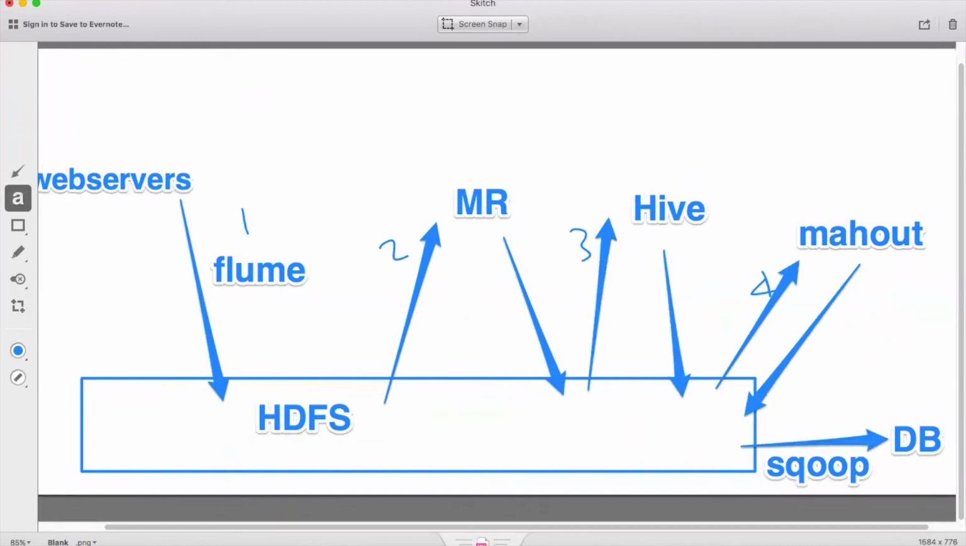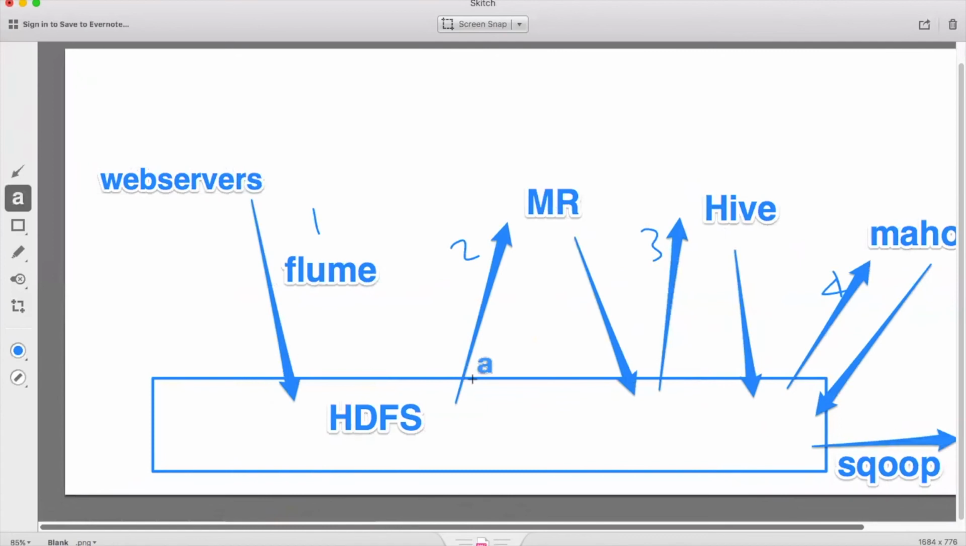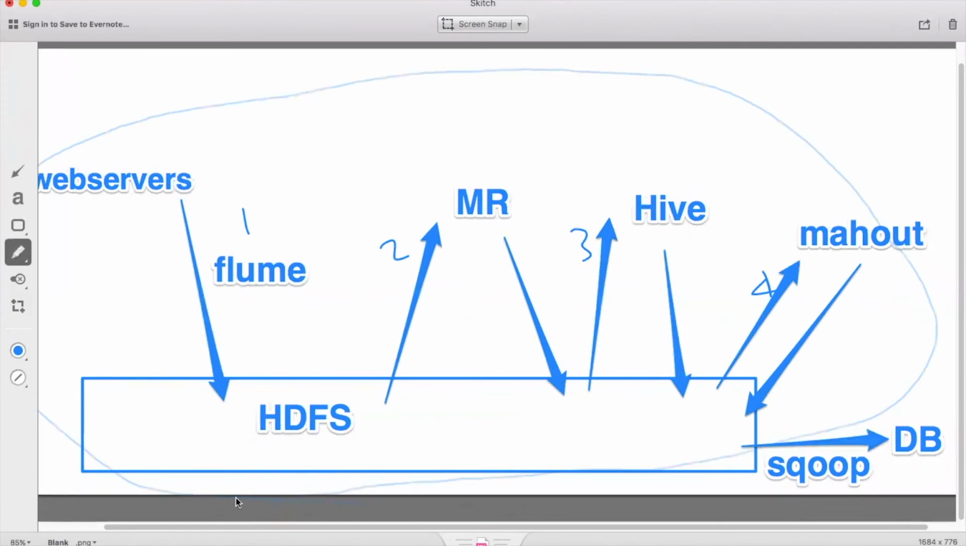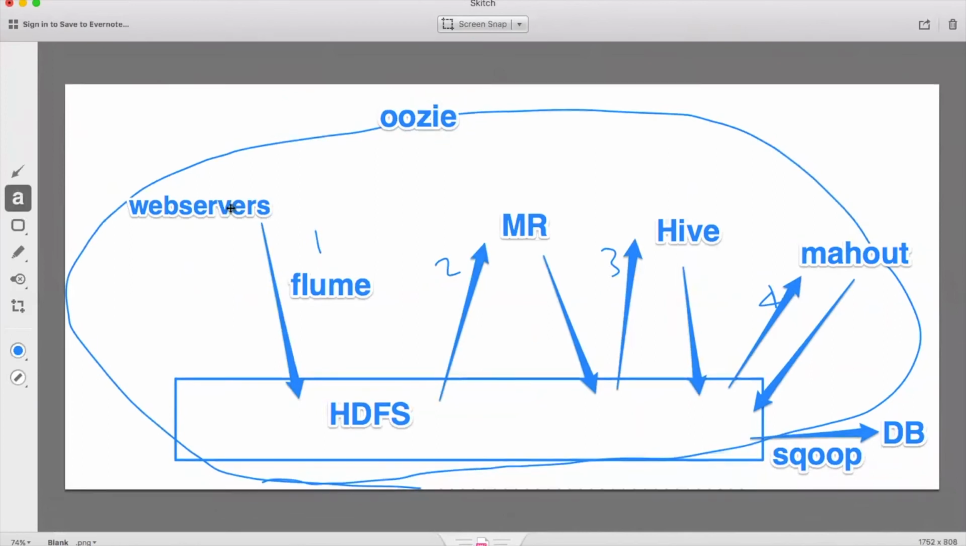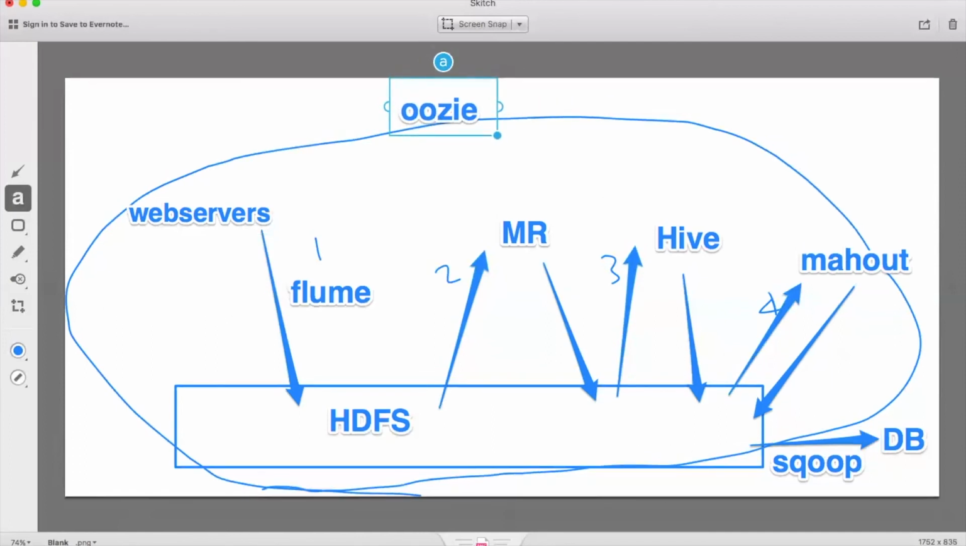All right, does that answer your question? Somebody has asked me this. Now when you have so many things, the general way of managing this is using Oozie. Oozie was the workflow which was running this first, then this, then this, and this. So it was Oozie who was running these components. So this is an example of using the Hadoop ecosystem in order to solve your problem.